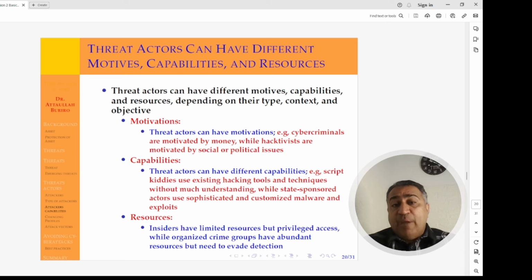So the idea is to tell you that these threat actors have multiple motivations. Cyber criminals are mainly motivated by money, most of the time. Hacktivists are motivated by social or political issues. In terms of capabilities, state-sponsored hackers are experts in their field. And in resources, imagine I am a student of cybersecurity, I would not have enough resources compared to a state-sponsored hacker.